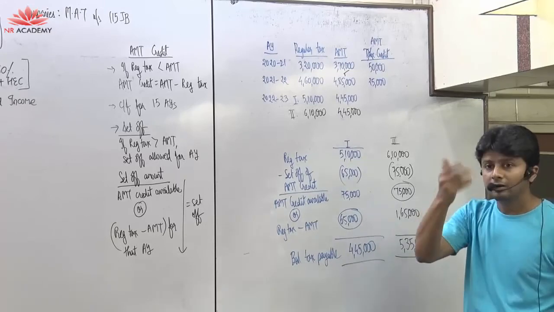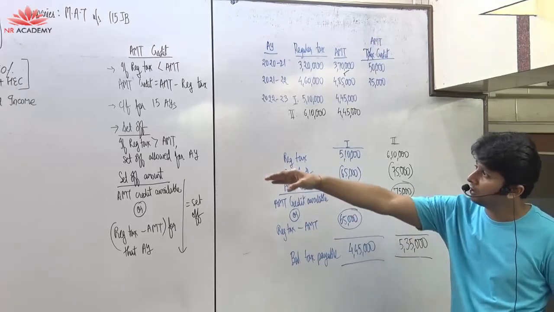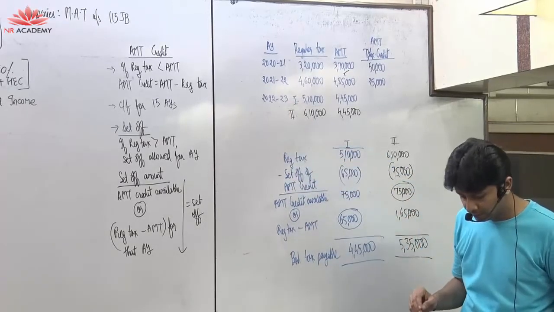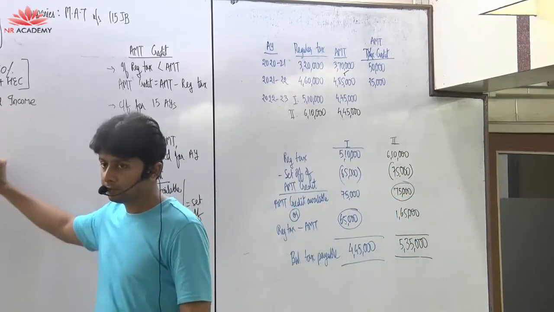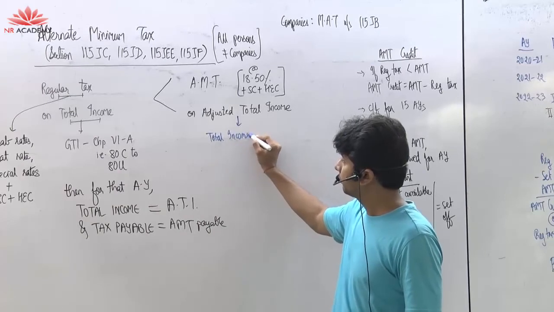Last thing, the concept does not get over. We'll finish it tomorrow only. But in this entire working, 18.5% is applied on what amount? Adjusted total income. What is adjusted total income? Adjusted total income is total income, this figure.